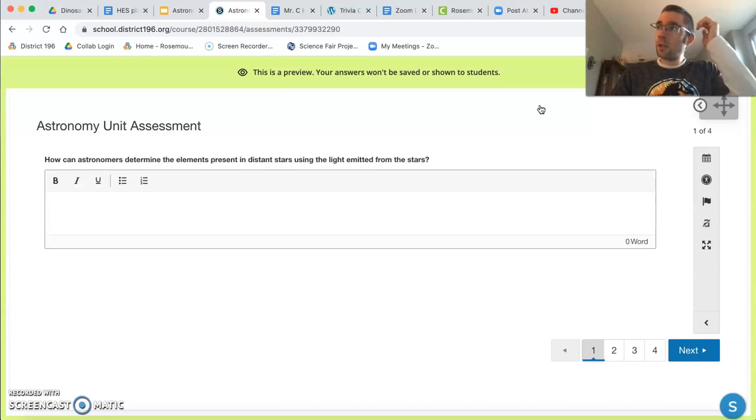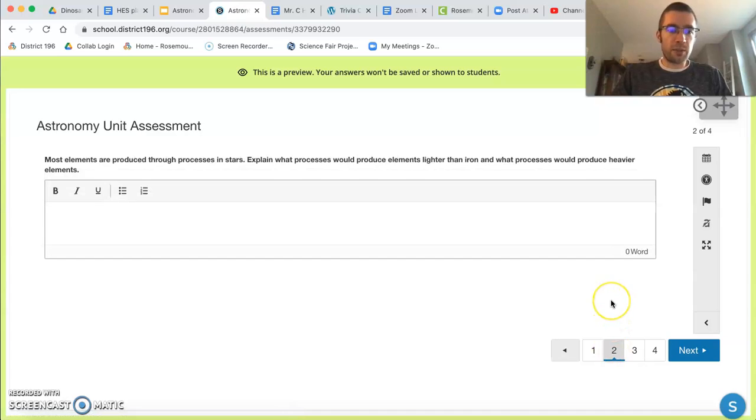For this one, there's a lot of really good information in your textbook about this. We discussed it a little bit in class. Make sure you describe all of the different ways we can determine the elements present in distant stars. Taking a look at that light. Really go through each individual step, discuss it in detail so that I can completely understand if you understand this or not. Okay? So again, how can astronomers determine the elements present in distant stars using the light emitted from those stars? Okay, that's question number one. Really go through that whole entire process.